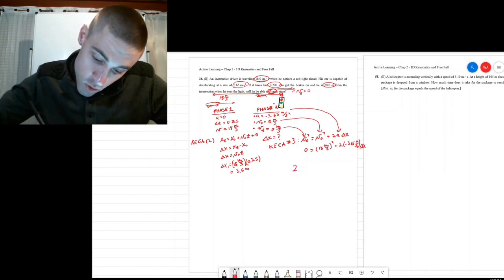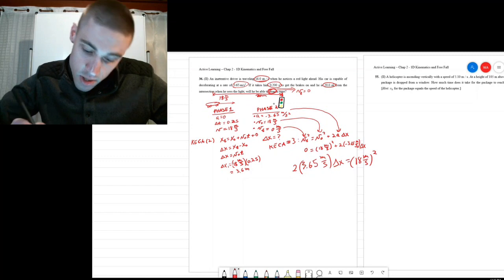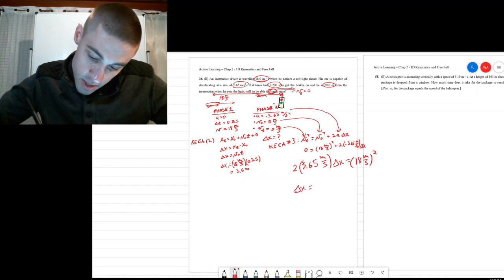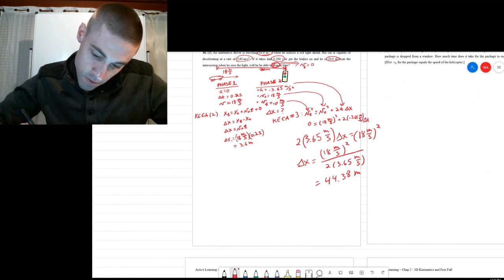I would have 2 times 3.65 meters per second squared times delta x equals 18 meters per second, squared. That would give me delta x equals 18 meters per second, squared, over 2 times 3.65 meters per second squared. If I put that into my calculator, this gives me about 44.38 meters. Okay, so let's say this is delta x for phase 2.